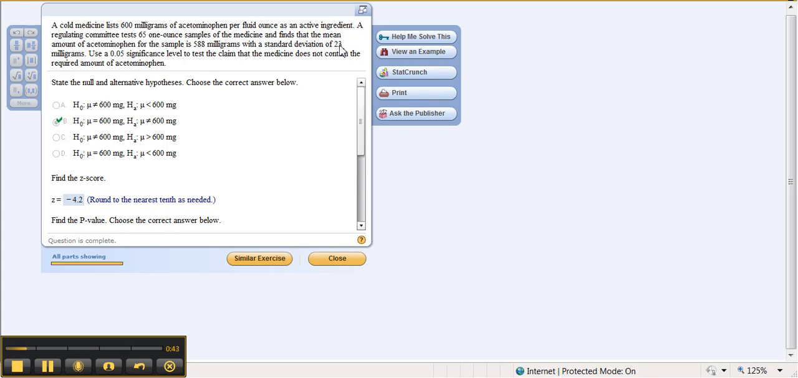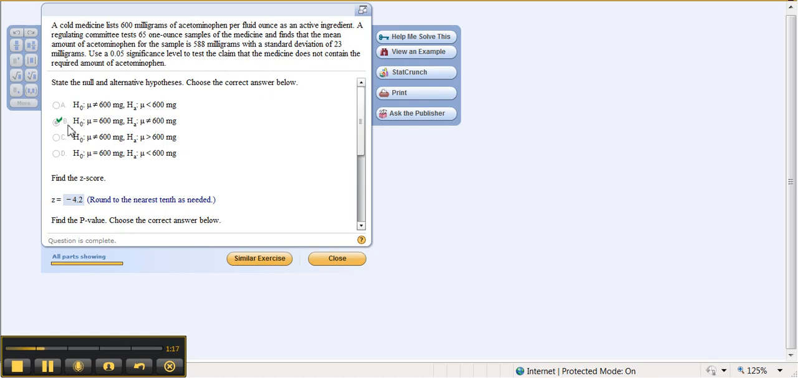So they want us to test the claim that the medicine does not contain the required amount of acetaminophen. We're going to use a 0.05 significance level. First here it says state the null and alternative hypotheses. So we always have to come up with our null hypothesis, and we are going to test the claim, not that it's more than or less than, it's just that it does not contain the required amount.